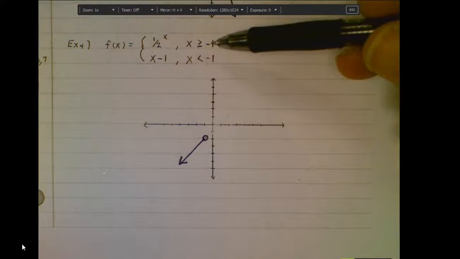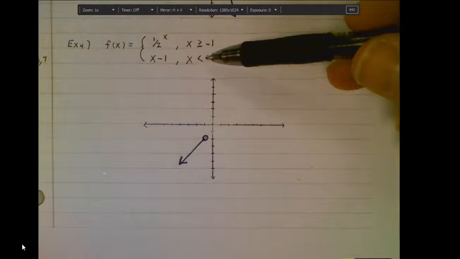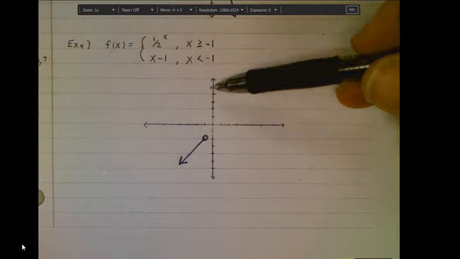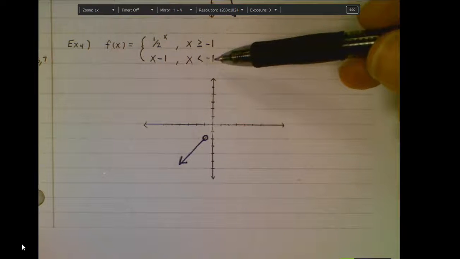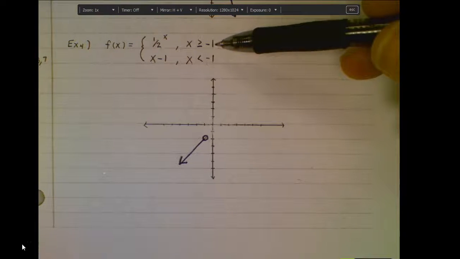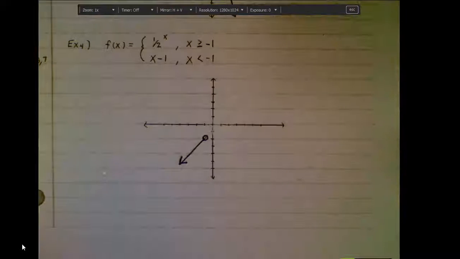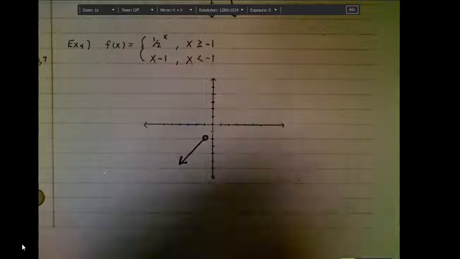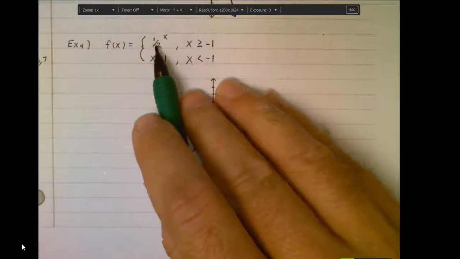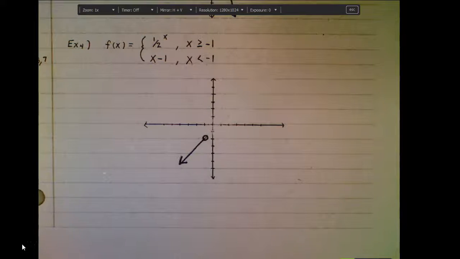Remember that these are always connected. So where one begins, the other one ends. And so if this graph is headed off to the left at -1, this graph is going to head off to the right at -1. They won't overlap. So where one ends, the other will begin for us. In this case here, again, here's the new graph. I have 1/2 raised to the x power.